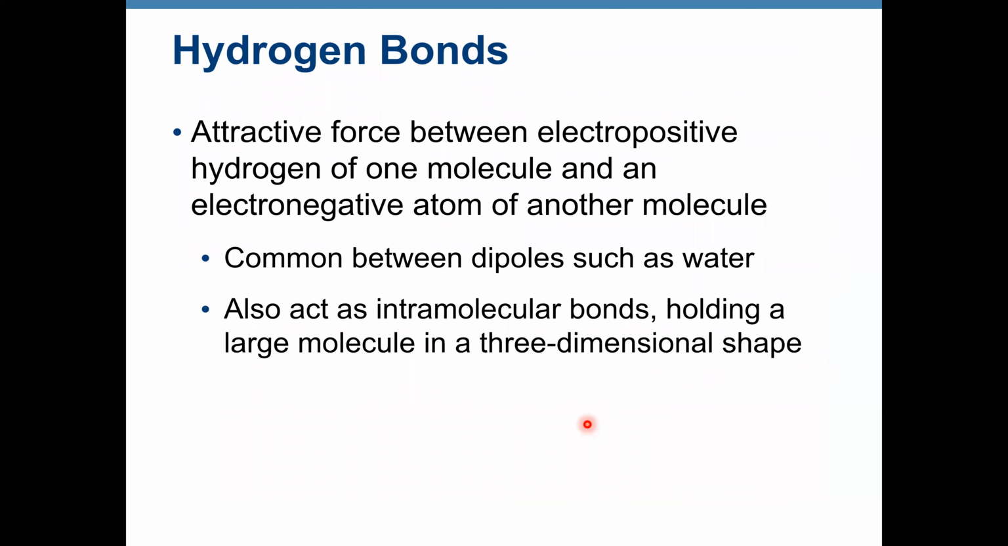Now, what are hydrogen bonds? Hydrogen bonds are attractive forces between the electropositive hydrogen of one molecule and an electronegative atom of another molecule. An example would be hydrogen bonds between water molecules. But we also have hydrogen bonds in large organic molecules, for example, in DNA and in proteins as well.